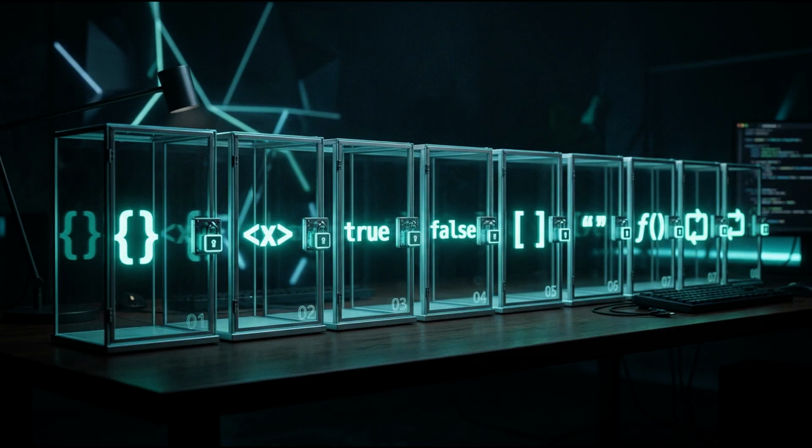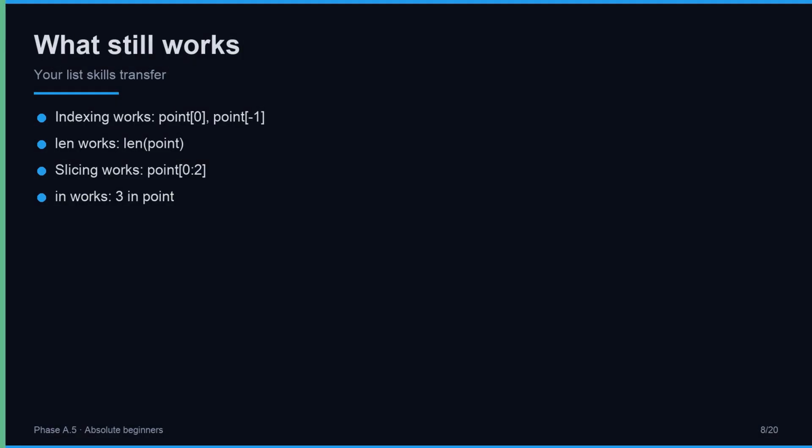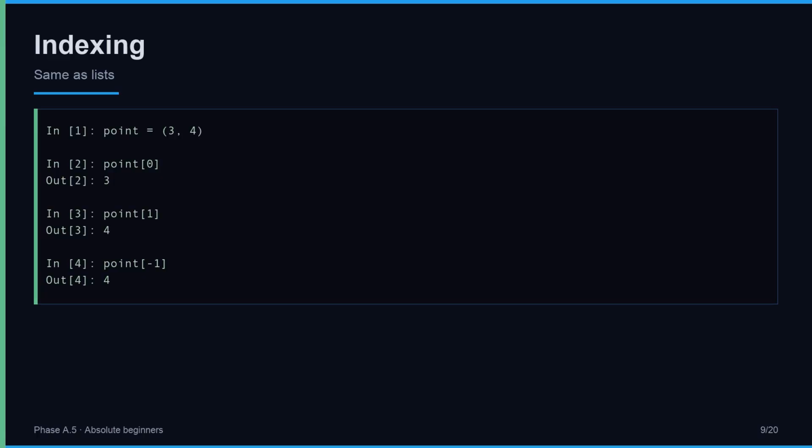Your skills still work. Here is the good news. Almost everything you learned about reading a list works the same way on a tuple. Indexing works: point[0] gives the first item, point[-1] gives the last. Length works: len(point) gives the number of items. Slicing works: point[0:2] gives the first two items as a new tuple. The in operator works: 3 in point returns True. Your reading skills transfer completely. Reading is allowed.